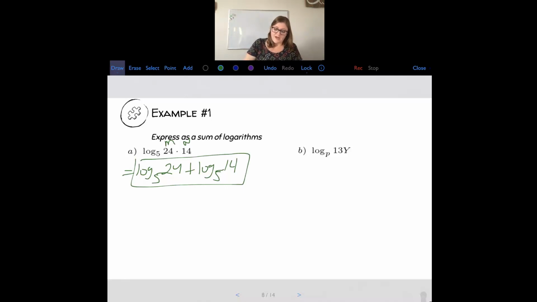Okay. For B, we have log base P of 13y. So when two things are written next to each other like this, it is assumed to be 13 times y. Okay, so since we have multiplication, we can write this as a sum. So this is log base P of 13 plus log base P of y.